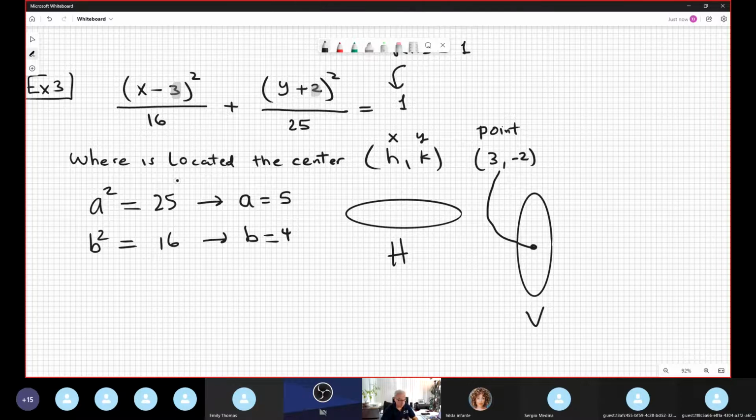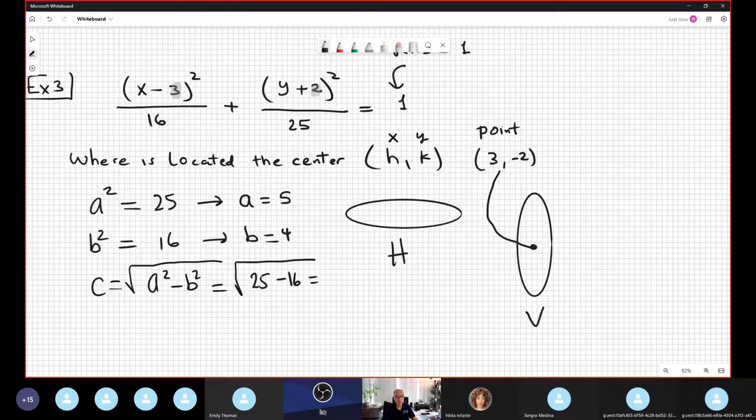We need the focal distance, no? Focal distance is C. It's the square root of A squared minus B squared. It's the square root of 25 minus 16, which is 9. And the square root of 9 is 3. Okay, so that distance is 5. Look, that distance is 5. That distance is also 5. That distance is 4. Okay, the distance of the minor axis. And this distance is 3.